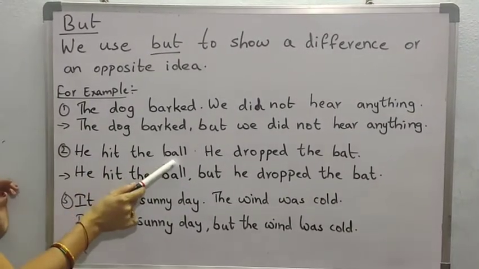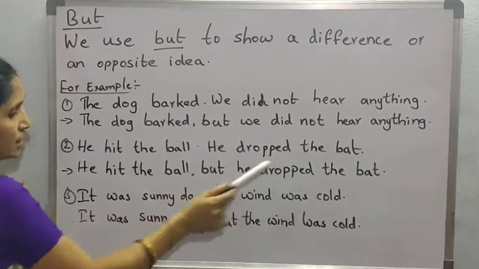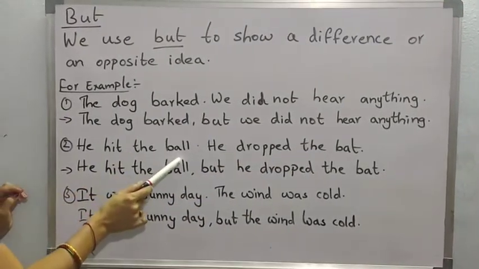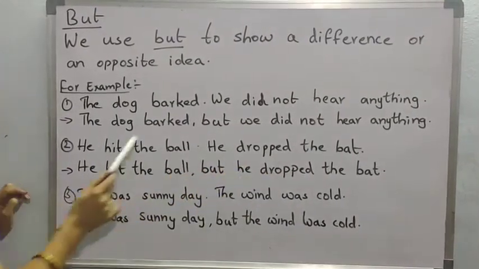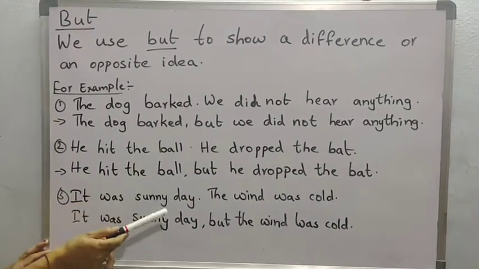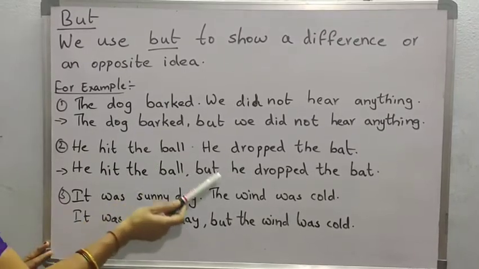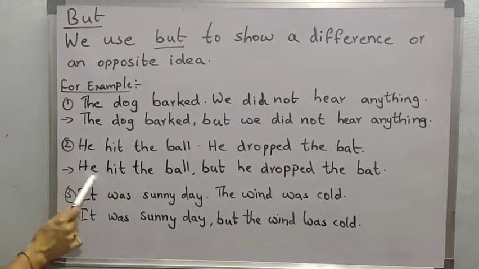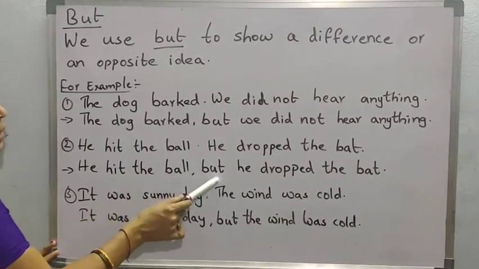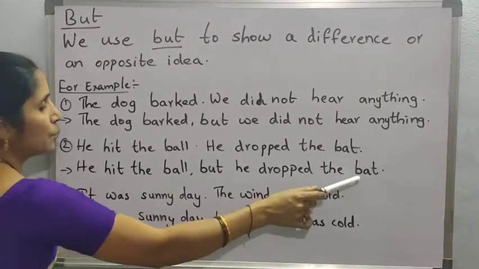He hit the ball. He dropped the bat. He hit the ball, but what happened? Suddenly he dropped the bat. See, this is also the difference. He hit the ball, comma, but he dropped the bat.